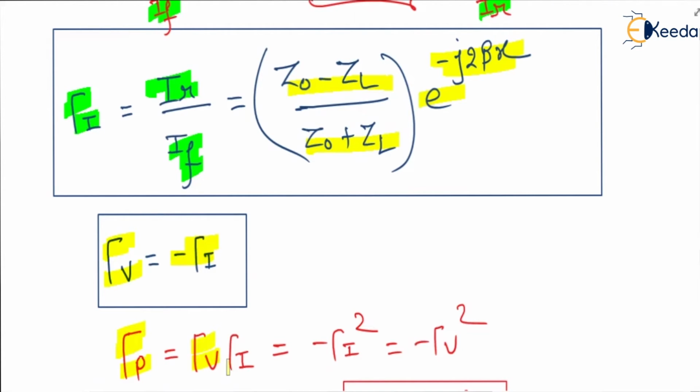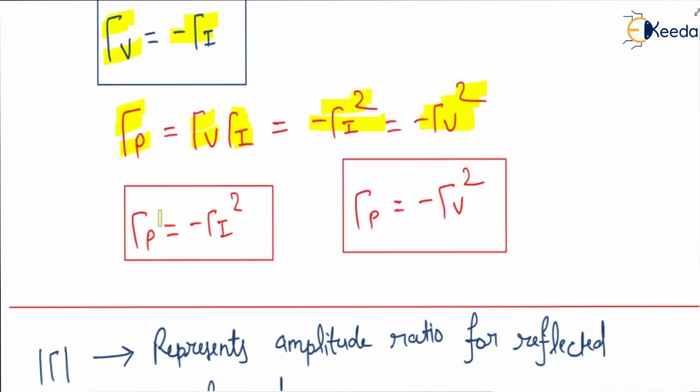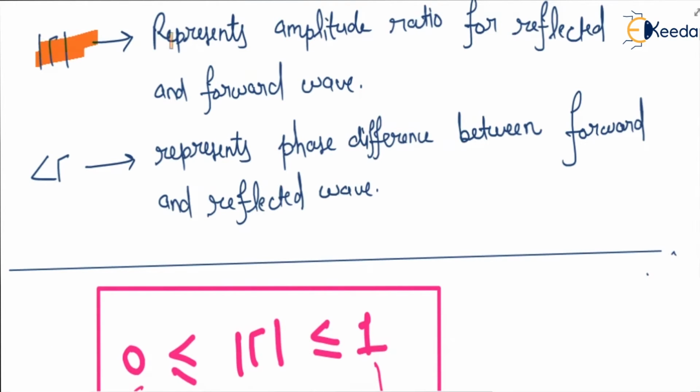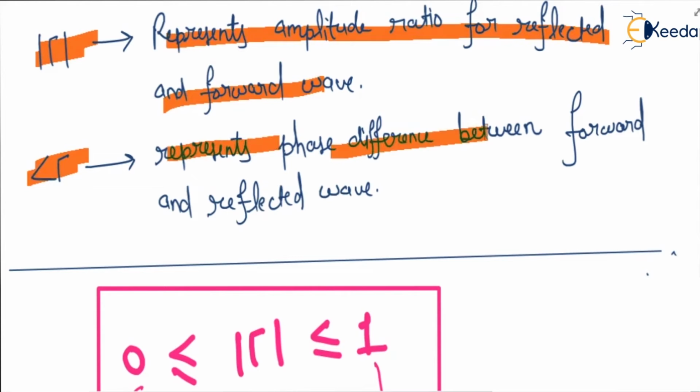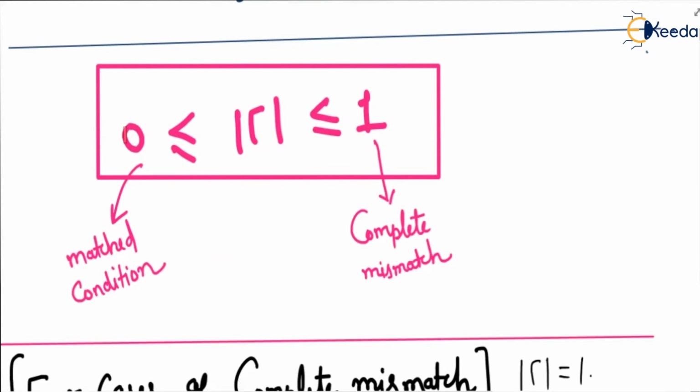Also the power reflection coefficient is the voltage reflection coefficient times the current reflection coefficient, which is equal to minus gamma I squared, or minus gamma V squared. So remember, gamma P, the power reflection coefficient, is minus mod gamma I squared, or minus mod gamma V squared. Mod gamma represents the amplitude ratio of the reflected and forward wave, but the angle of gamma represents the phase difference between the forward and reflected wave. And remember, mod gamma is between 0 and 1. The minimum value of mod gamma is 0 and the maximum value is 1.